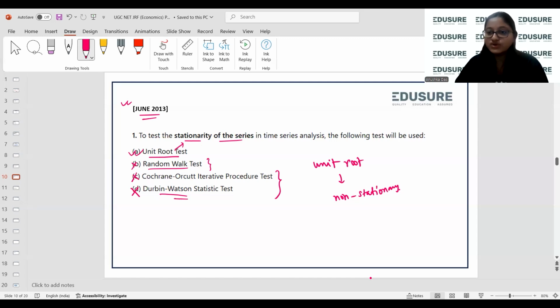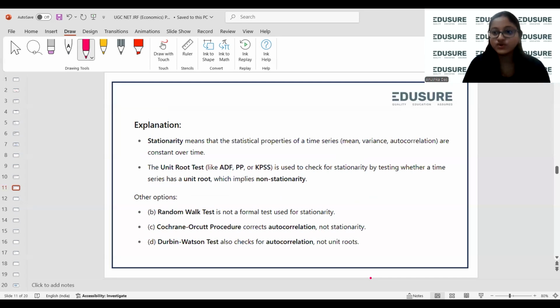Random walk is a non-stationary process. It's not a test. And unit root is the only test which tests the stationarity of a time series. That is why A will be the right answer. And here I have given you the explanation also.